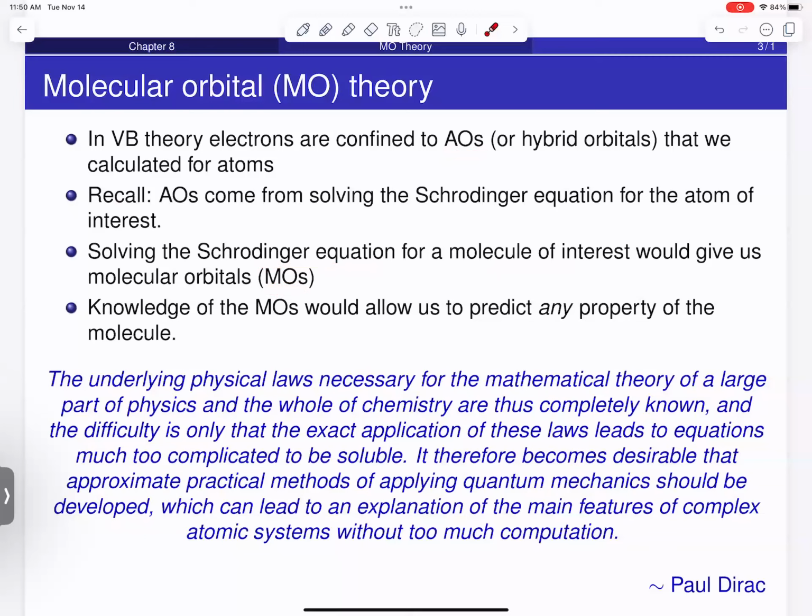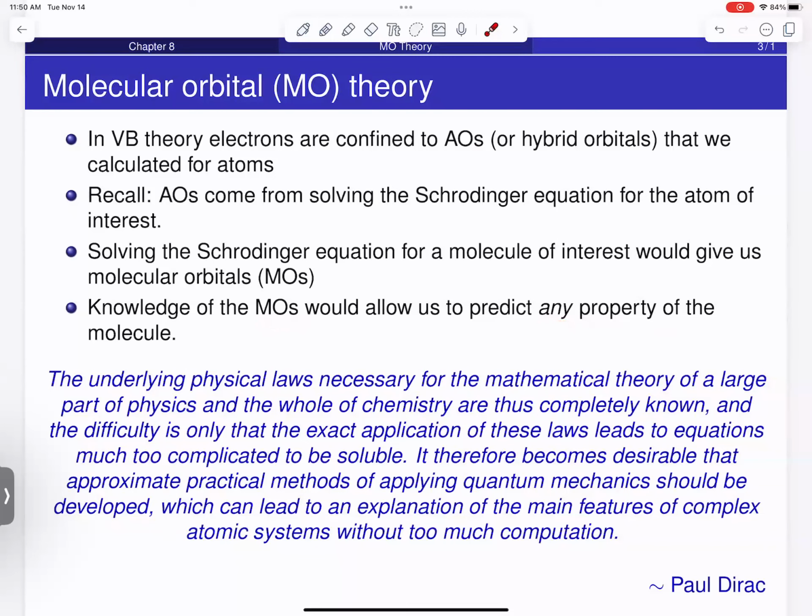And so what we want to do in this unit is essentially build up the tools that would allow us to discuss molecular orbitals more generally. And the power of being able to do this is quite significant, right? If we were able to determine molecular orbitals for a general molecule, we would be able to predict any property of that molecule.